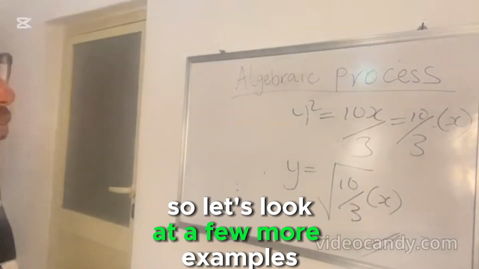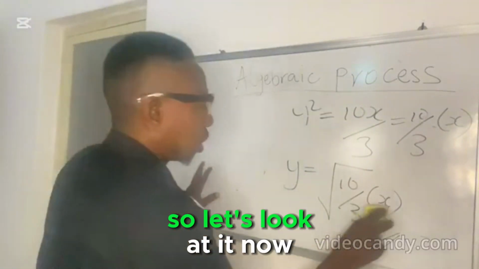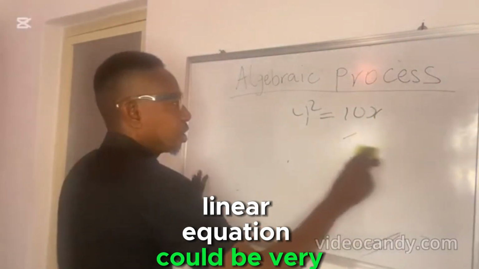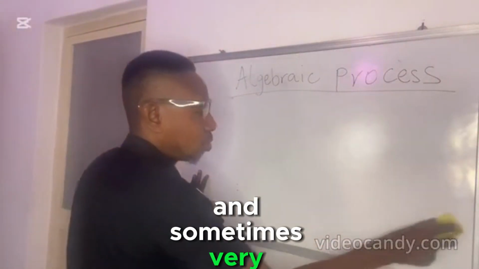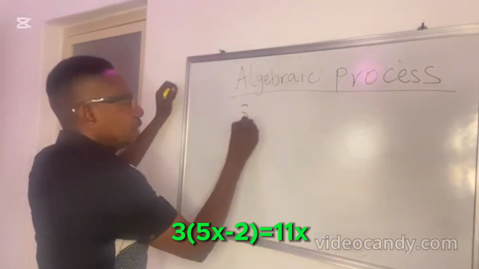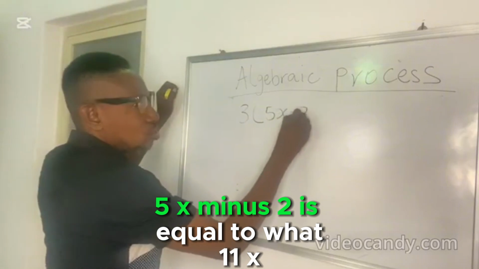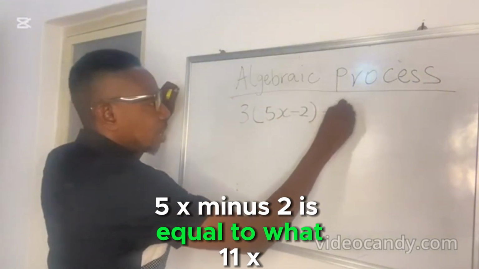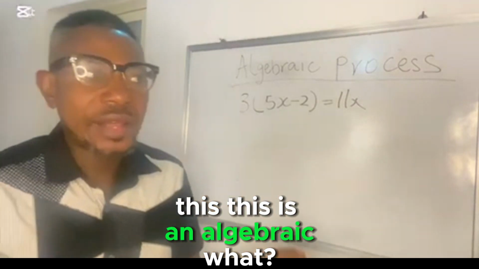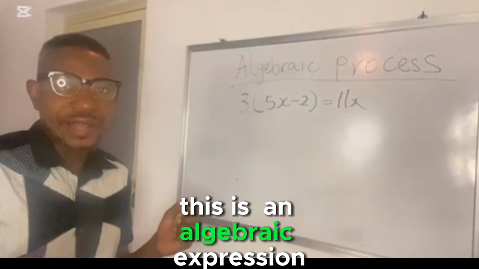So let's look at a few more examples. Now we're going to look at the linear equation. A linear equation could be very simple and sometimes very confusing. So if we have something like 3 bracket 5x minus 2 is equal to 11x, this is an algebraic expression, for those that understand what I'm saying.